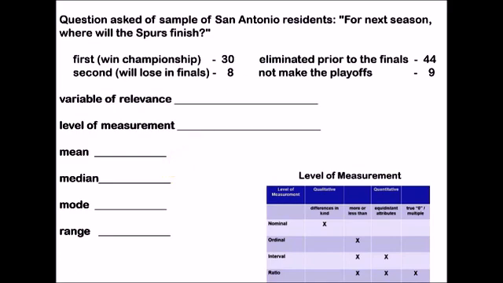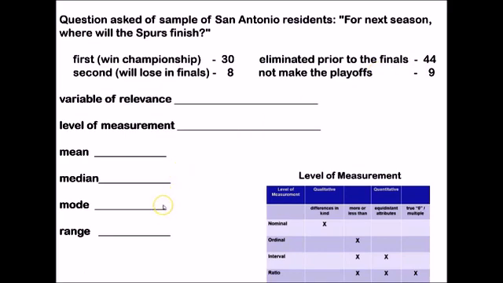Is that possible? How many cases do we have here? 38, 44, and 9? Can we find that middling case? I can't do the math in my head right now. Where would our middling case be? Just by eyeballing the data, I bet our middling case is right here, eliminated prior to the finals. So that would be the median.